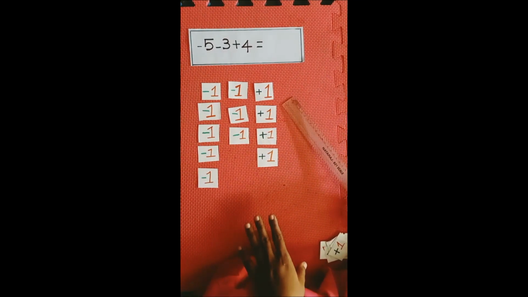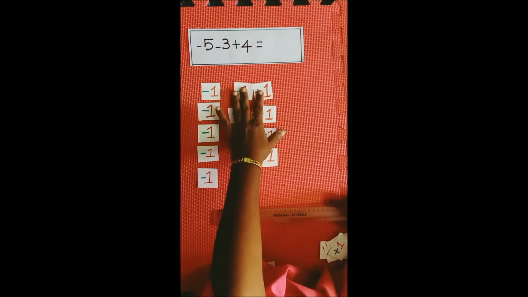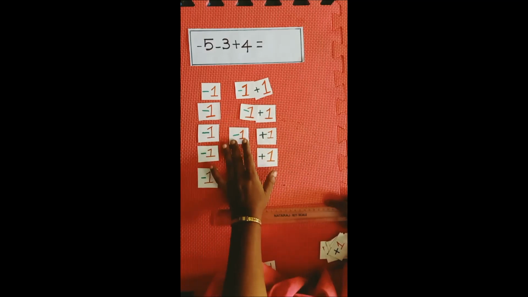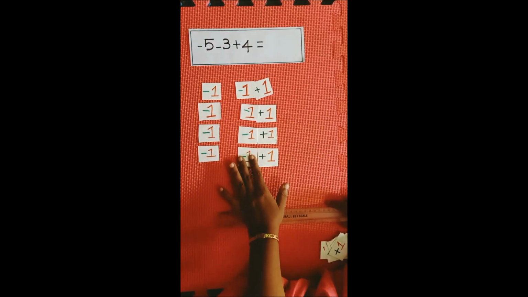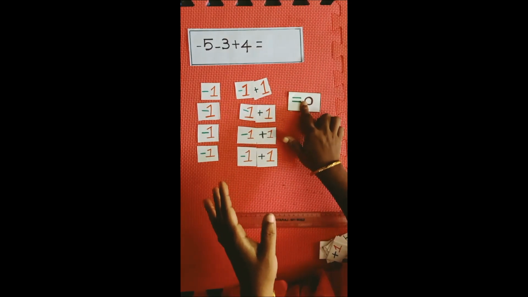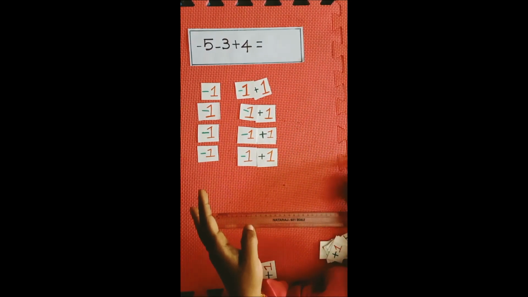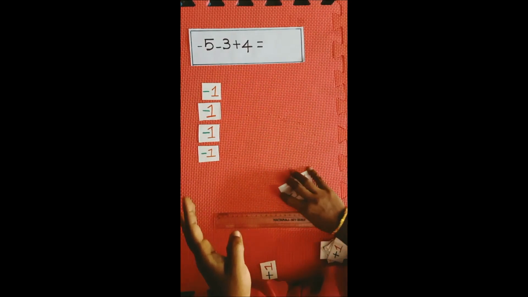How are we going to find the answer? By combining the minus 1 and plus 1. See here. Minus 1 plus 1, minus 1 plus 1, minus 1 plus 1, minus 1 plus 1. So what is the answer for this? Minus 1 plus 1 equals 0. Minus 1 plus 1 equals 0. This is also 0. This is also 0. So remove these minus 1s and plus 1s.